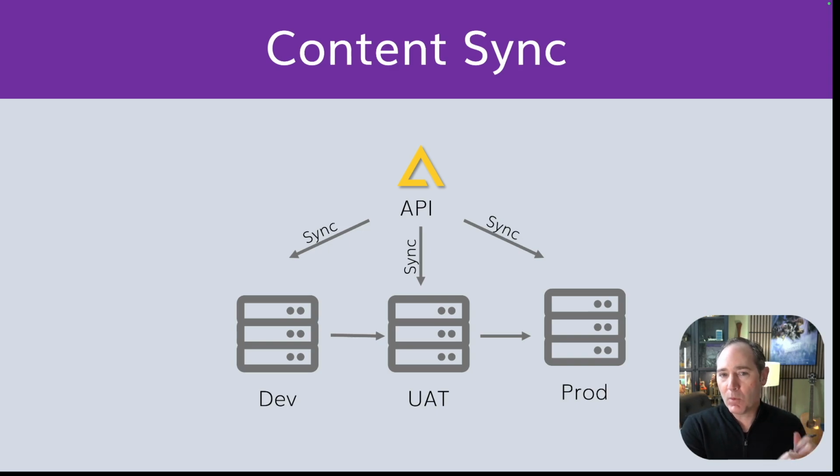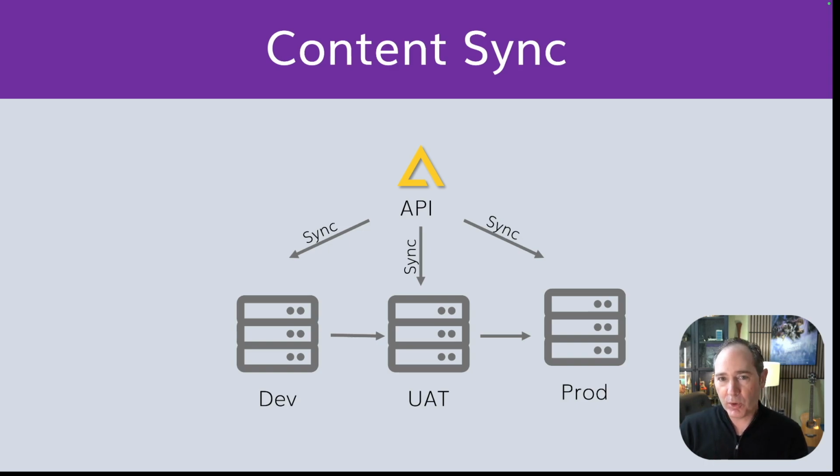So in that case, you may want to do a pull every single time a page is requested, because you're usually in preview mode at that point or working on a local development environment. But for UAT and production, we can actually essentially push that content down to those web servers using a webhook.